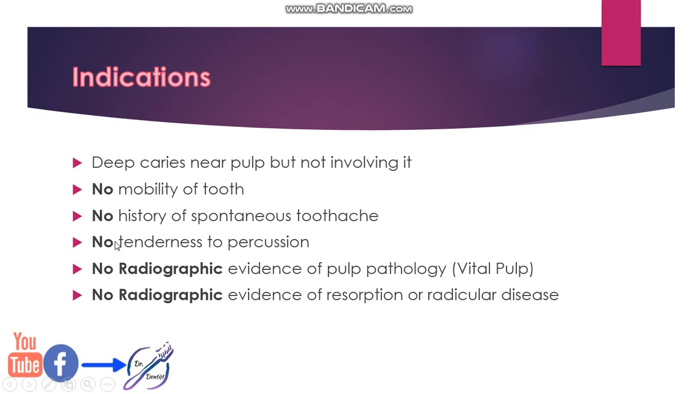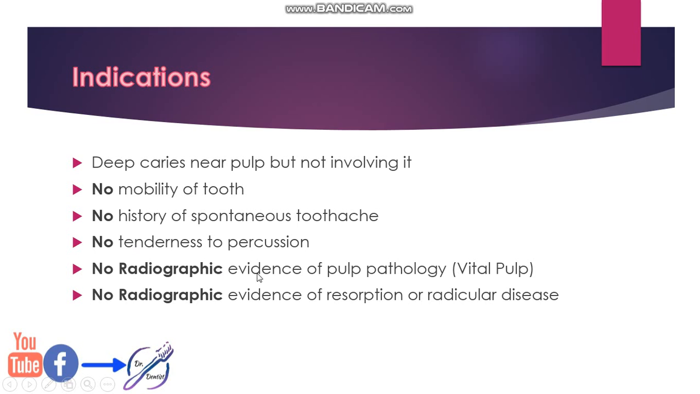Next, we've got 5 no's. First, no mobility of the tooth. It means the tooth shouldn't be mobile. No periodontal disease, okay. Next, no history of spontaneous toothache. It means the patient should not be complaining of night toothache or night tooth pain. No tenderness to percussion. If we percuss the tooth, the patient should not be tender. The patient should not be sensitive to it.